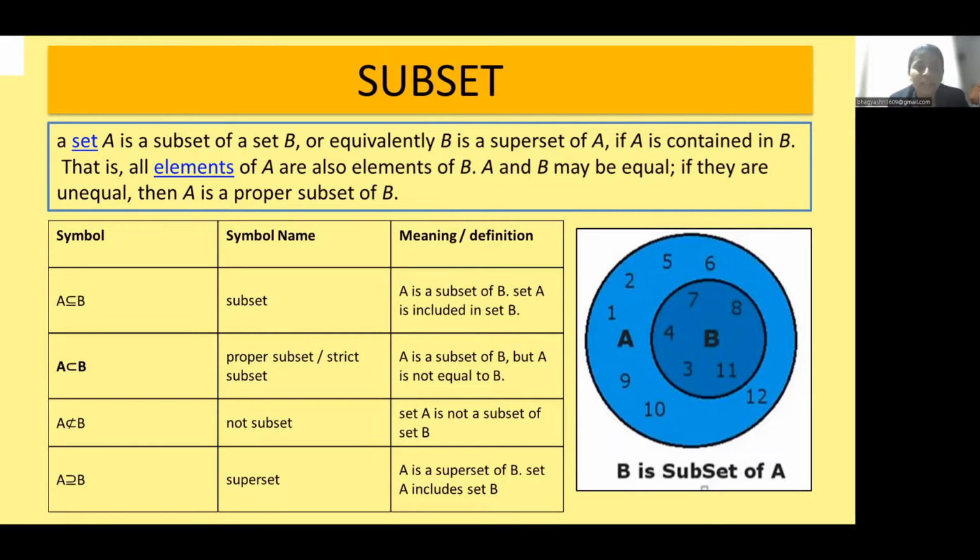Then third is A is not a subset of B. That is, A is not a subset of B means A contains some extra elements than B. Then A is a superset of B. The last notation is of superset, and here A is a superset of B, or equivalently we can say that set B is a subset of A. That is, A includes set B. Now see the diagram. Here set B is a subset of A, and B is a proper subset of A because A contains some extra elements than the elements of B.